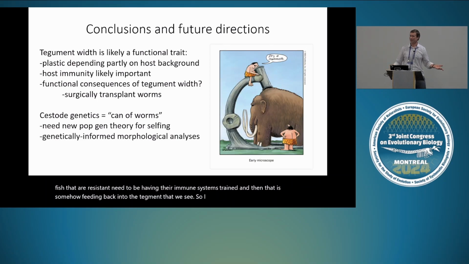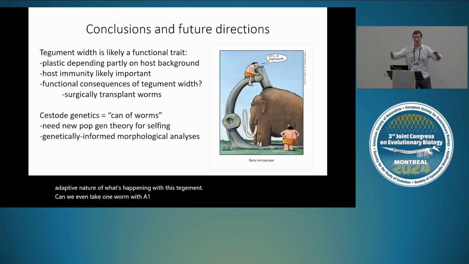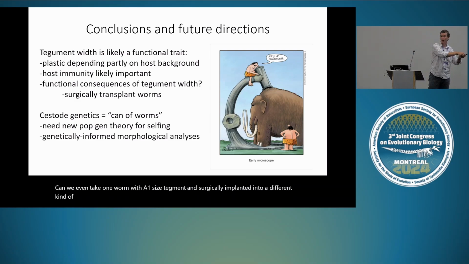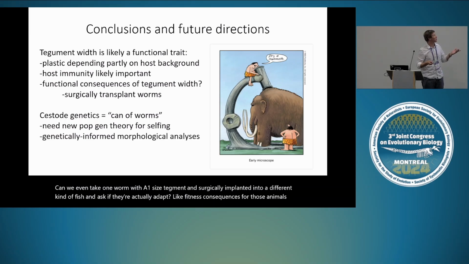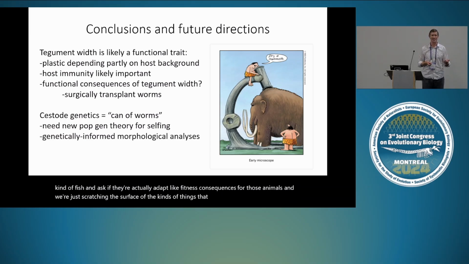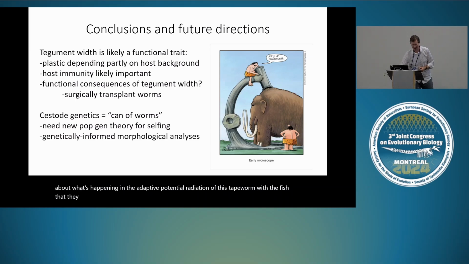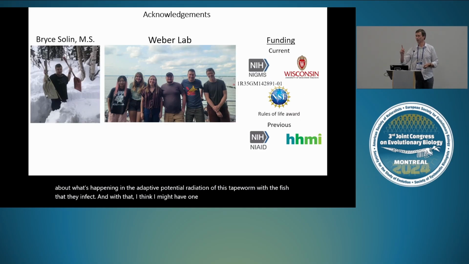Sometimes you have to use a microscope to see things that are actually really obvious, so I guess that's the kind of thing that we're finding here. But we're really excited about asking more about the adaptive nature of what's happening with this tegument. Can we even take one worm with a one-size tegument and surgically implant it into a different kind of fish and ask if there are actually fitness consequences for those animals? And really, we're just scratching the surface of the kinds of things that we're interested in asking about what's happening in the adaptive potential radiation of this tapeworm with the fish that they infect. And with that, I think I have time for one question.